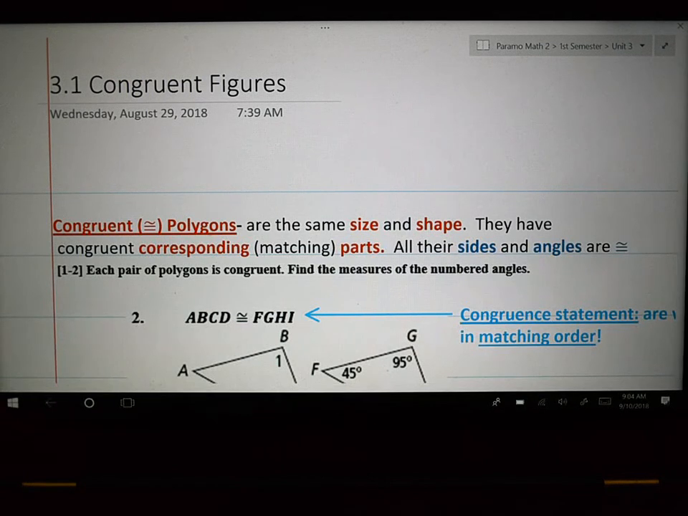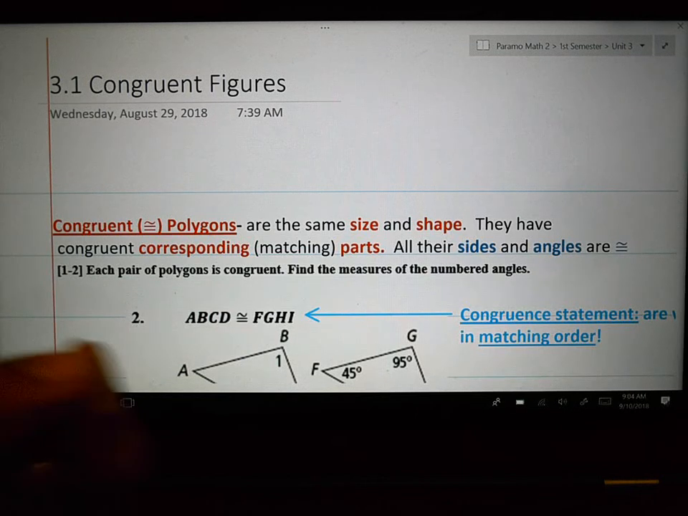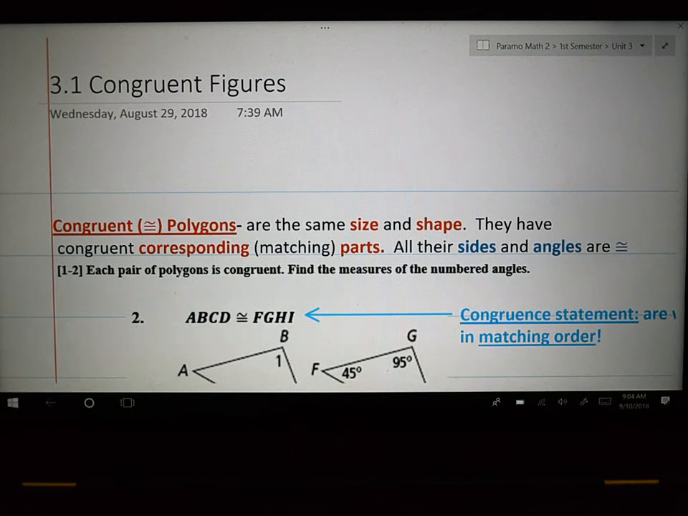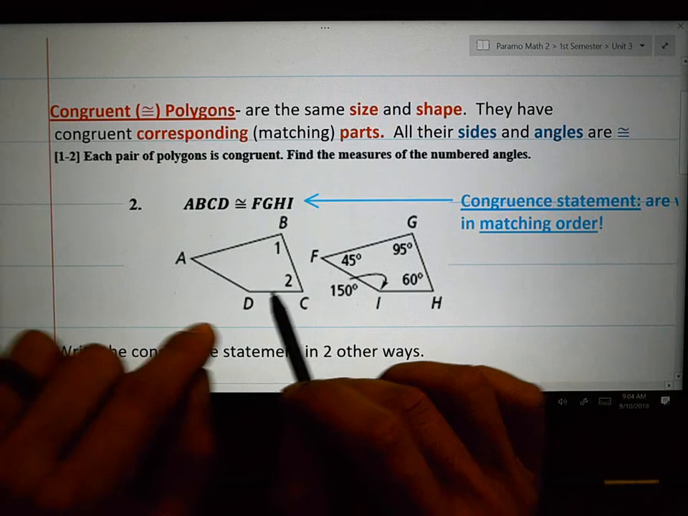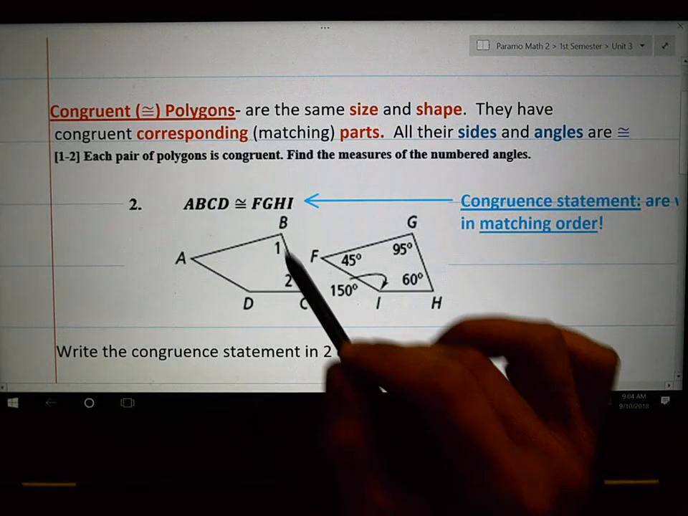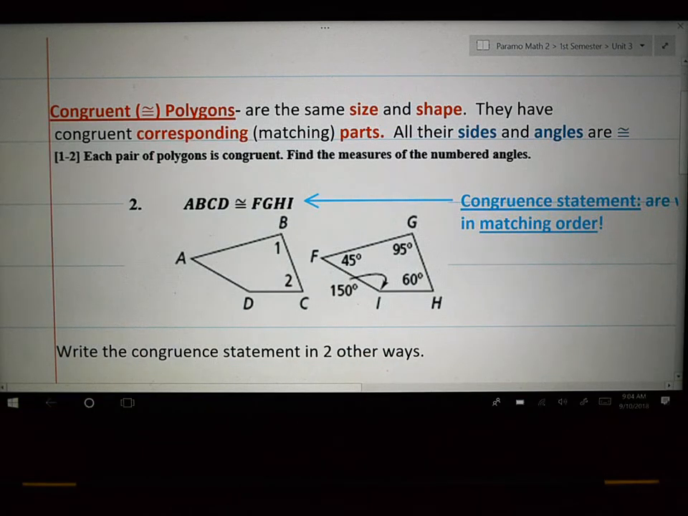Perfect. 3.1 is on something called congruent figures. The rest of chapter 3 will be on congruent triangles, but we start off in section 1. We don't just focus in on congruent triangles. We figure that we can talk about congruent polygons. Anything like a quadrilateral is congruent to a quadrilateral.